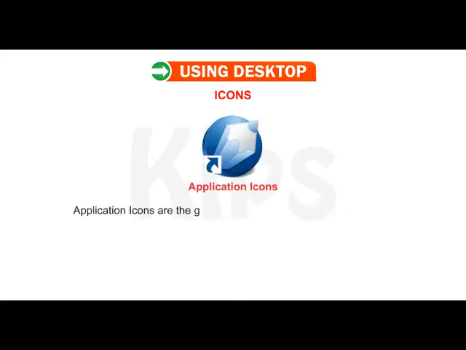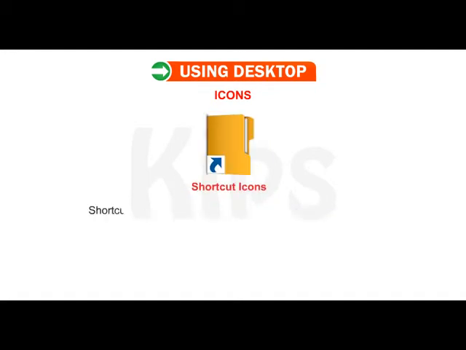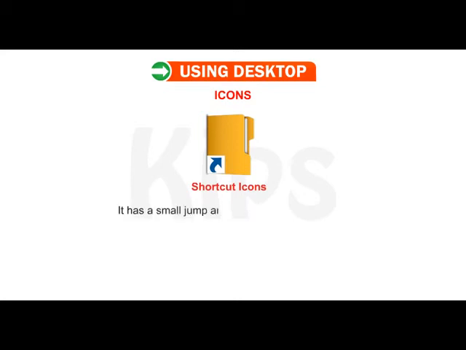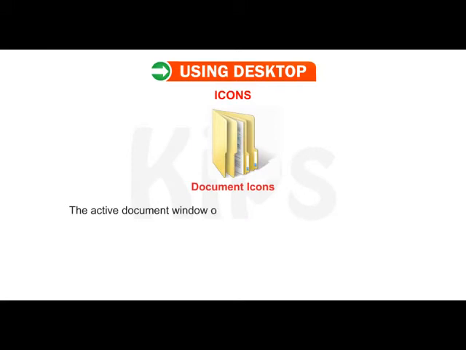Application icons are the graphical images that give a quick access to the related application. Shortcut icon is an icon containing a direct route to a specific application, document or a folder. It has a small jump arrow on its lower left corner. The active document window of an application can be minimized to a document icon which gets placed on the taskbar. You can restore the document window by clicking on the document icon.